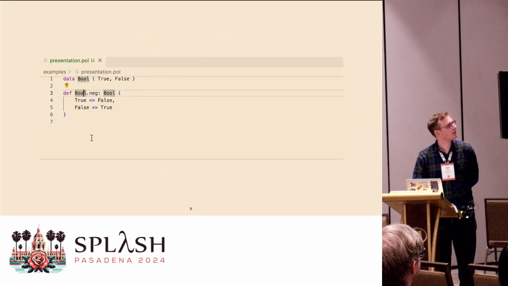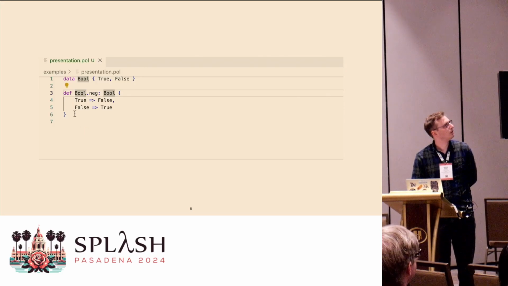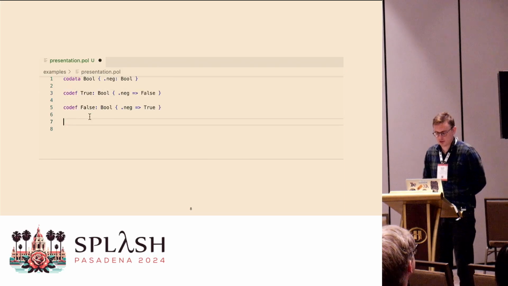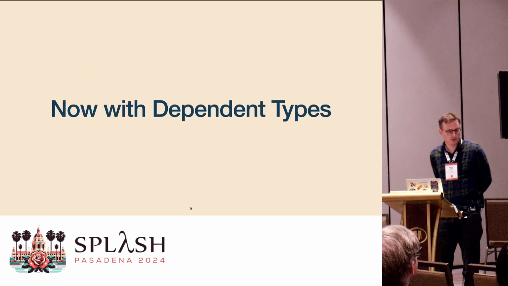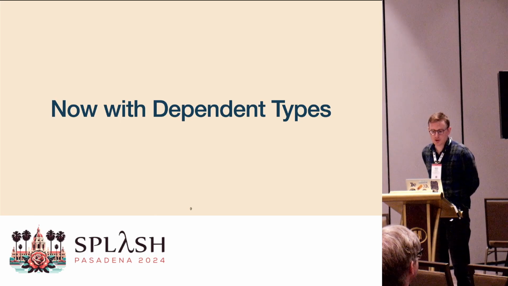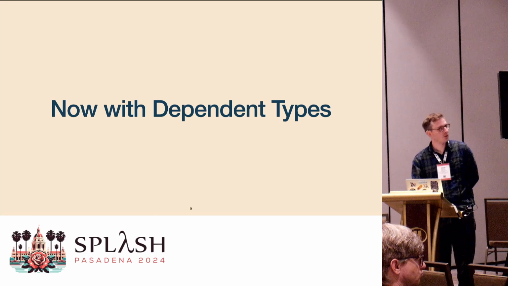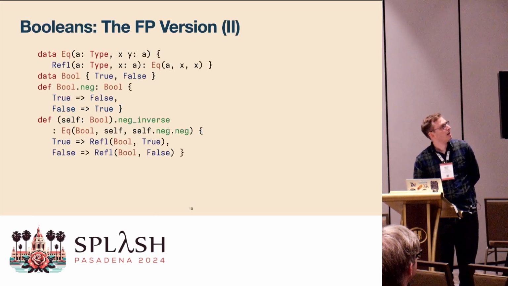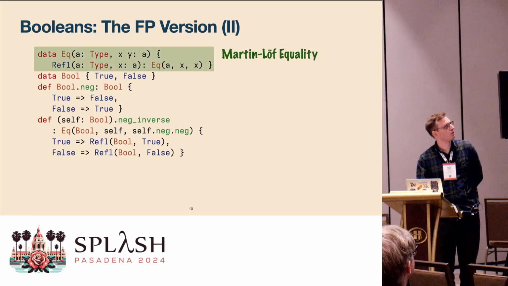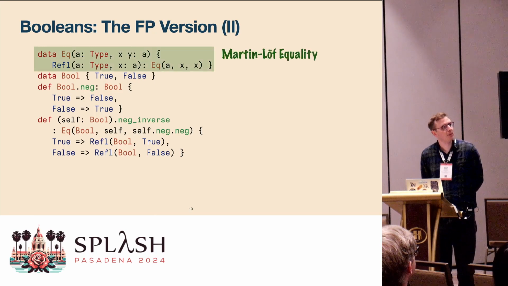And to show you that this also works in practice, we have implemented a system where you can just de- or refunctionalize any type by the click of a button using the language server protocol. But the second part of the title of our paper mentions dependent types. So let us look at the same example, but now extended to dependent types. Here we have a type of Booleans in the functional programming version. So we have two constructors, but now we have added the Martin-Löf equality type.